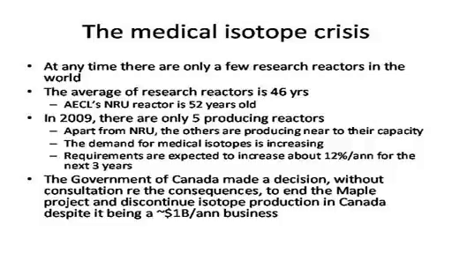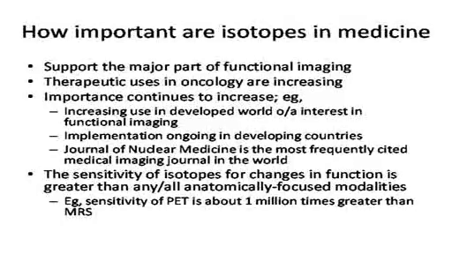The U.S. NRC has looked at requirements, and they estimate, as I say here, that the requirements for isotopes will increase about 12% per year for at least the next 3 years. And the Government of Canada, just before we had the NRU breakdown, decided, without consultation and without asking us about any of the consequences, to end the Maple reactor project. And so we are losing a huge Canadian business. It's a bit like the Avro Aero story all over again, but I won't belabor that. So isotopes in medicine support functional imaging. The uses in therapy are increasing continually.